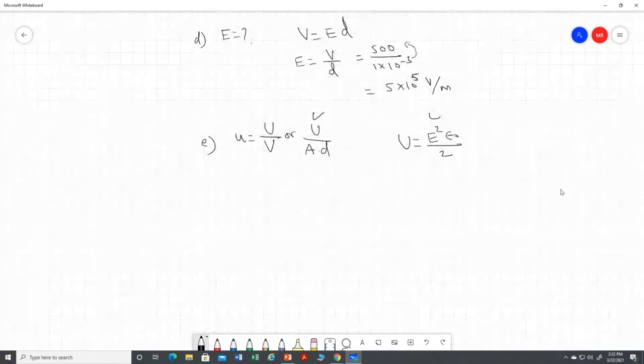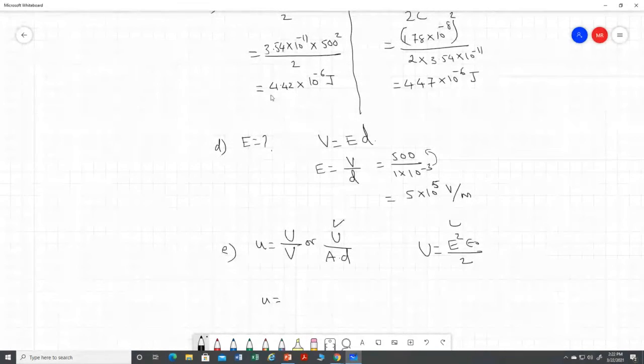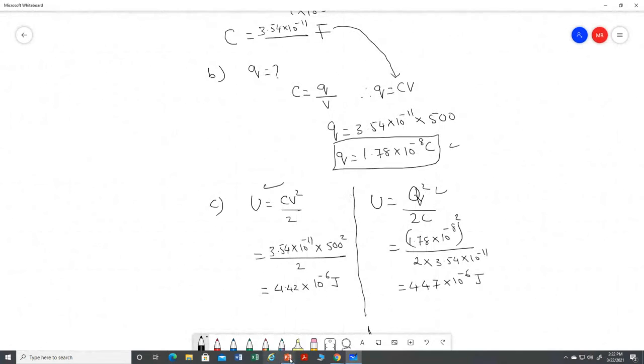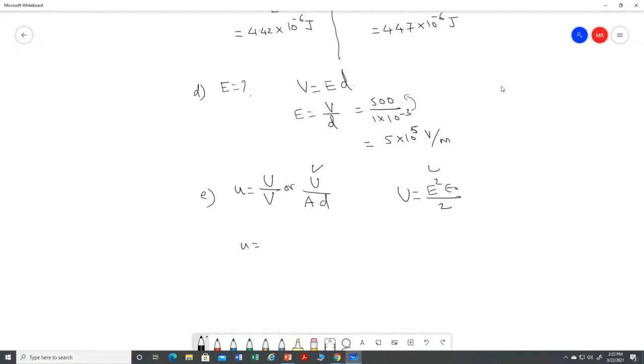Let's check. Okay. So first I'm going to use this equation. My u is equal to, what is the energy density? Because the energy stored we already found. What is the value? 4.42. Am I right? Yes, 4.42 we got. So I'm going to use this value: 4.42 multiplied by 10 to the power of minus 6. My area is given. What is the value of area? It is 40 centimeters square, which is nothing but 10 to the power of minus 4. And my distance is 1 millimeter, which is nothing but 10 to the power of minus 3. Could you please tell me the answer?